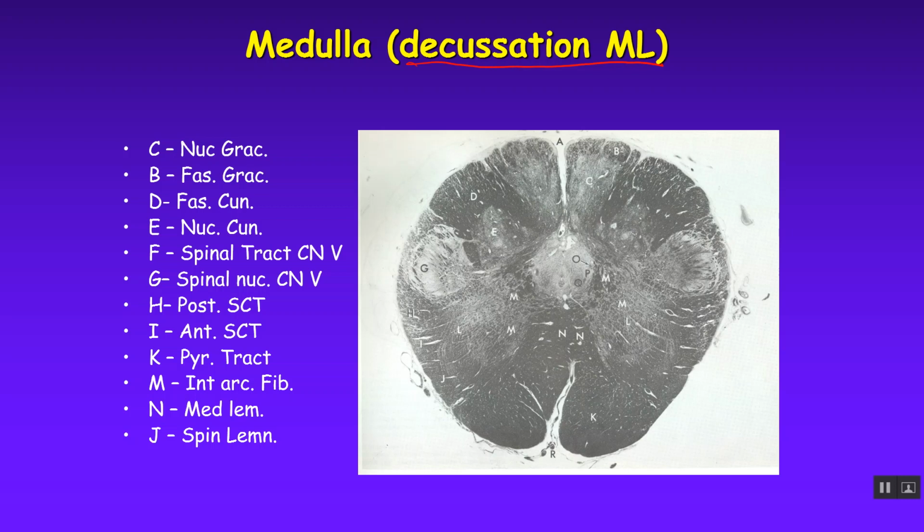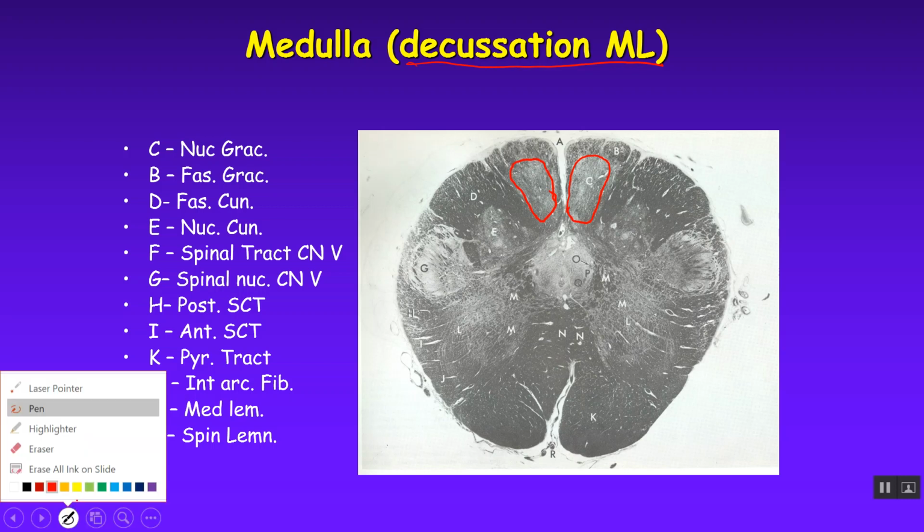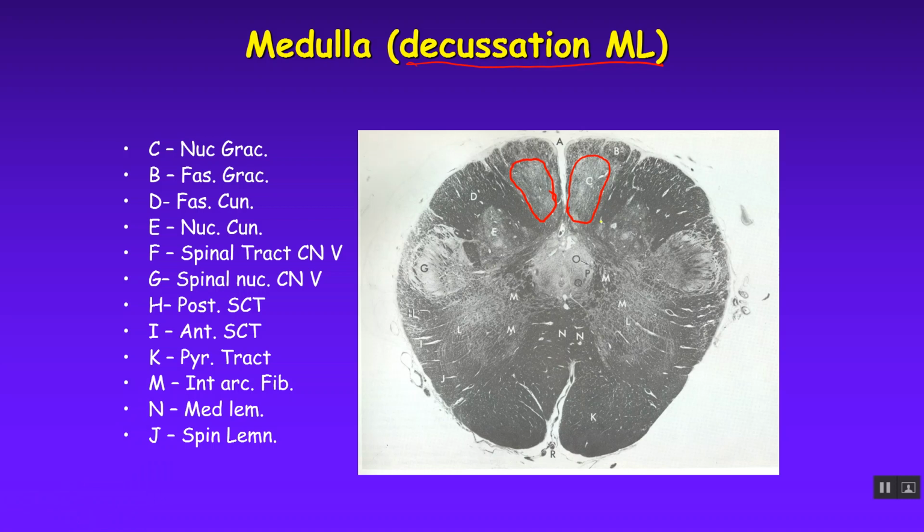So here we go. C. Now we see nice big nuclei here. That's your gracile nuclei on both sides. Let me go back to a yellow here. We also have our cuneate nuclei, E, because they're that lighter color. Those are the cell bodies for the gracile and cuneate nuclei in there.